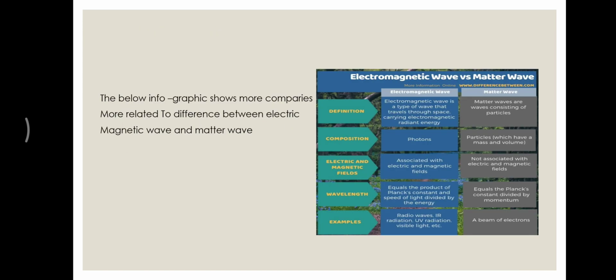Electromagnetic wave versus matter wave. Electromagnetic waves consist of photons, while matter waves consist of particles which have mass and volume. Electromagnetic waves are associated with electric and magnetic fields, while matter waves are not. The wavelength of an electromagnetic wave equals the product of the Planck constant and the speed of light divided by the energy, while for a matter wave the wavelength equals the Planck constant divided by the momentum. Examples of electromagnetic waves are radio waves, IR radiation, UV radiation and visible light, while an example of a matter wave is a beam of electrons. This infographic below shows more comparisons related to the difference between the electromagnetic wave and the matter wave.